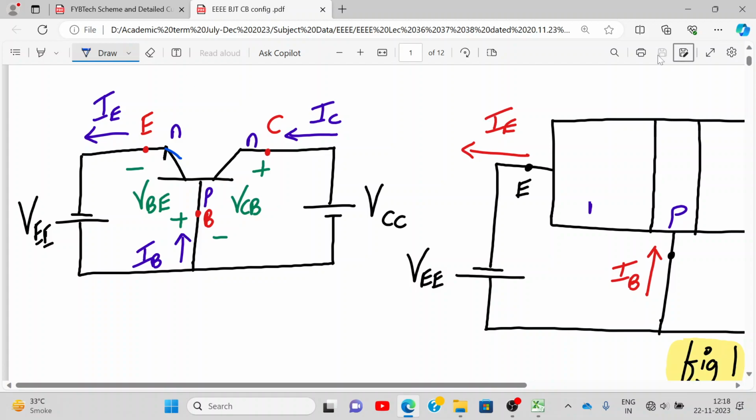Please draw the structure. This is the structure of a common base configuration. We have supply as VE. No need to draw the board. This you can draw in the exam if they ask you for common base. Emitter current, collector current, base current, VBE, VCB. So two power supplies we require, VE and VCC. Only draw the diagram, that's it. Rest leave it to me.